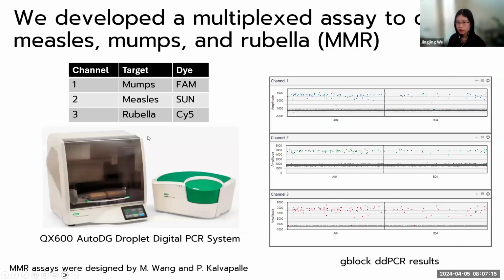Now I will get into some details about our work on measles wastewater surveillance. We first designed a multiplex assay for measles, mumps, and rubella in wastewater using RT-ddPCR. For preliminary validation, we ordered the G-block standards and used them to test the designed assays. ddPCR results are shown in this figure. Channel 1 is for mumps, channel 2 is for measles, and 3 is for rubella. This figure shows that our assay can amplify all the G-block standards as expected, and all of our MMR assays were designed by Michael Wang in our group.